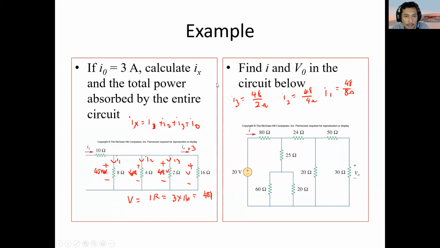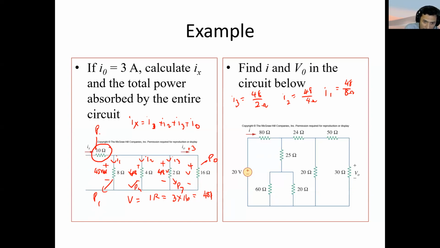Okay. And then the total power absorbed by the circuit. What you need to do is to just sum up all the power absorbed by the entire circuit. Okay, so you already have the voltage, the current, so you can finally obtain your P1, P2, P3, and also PO.